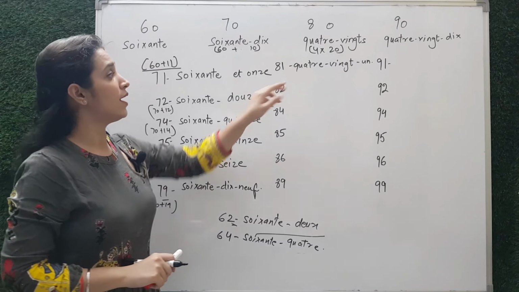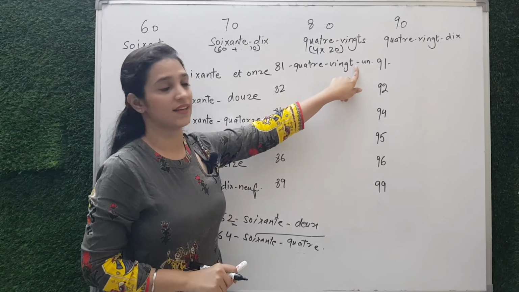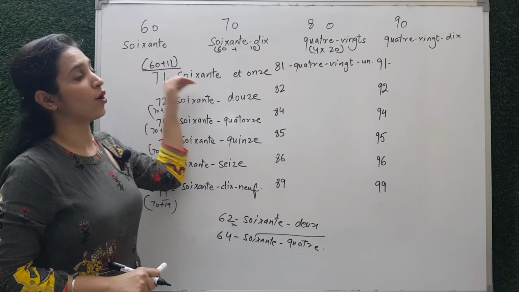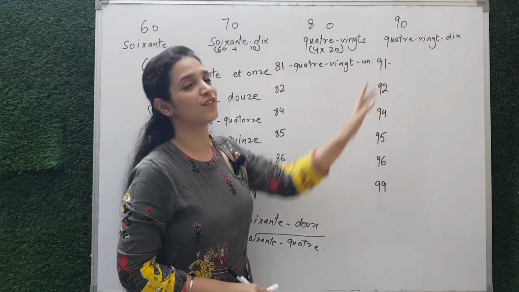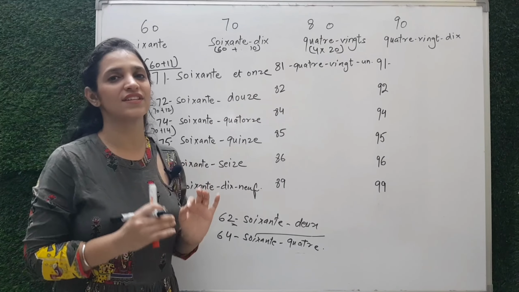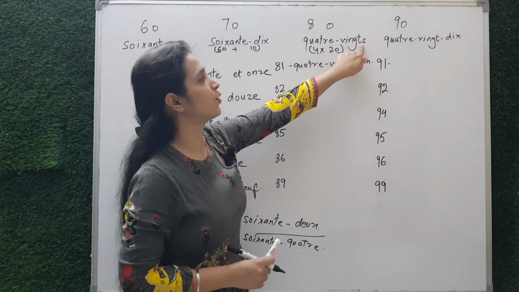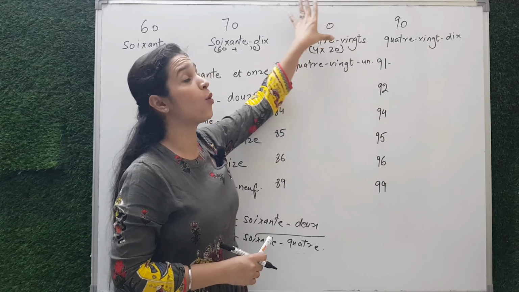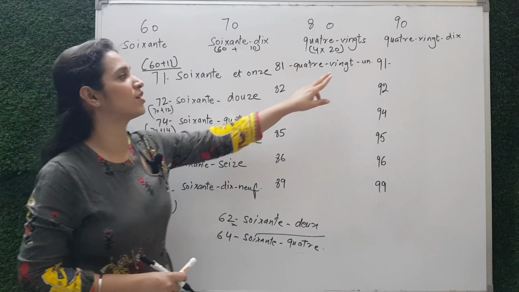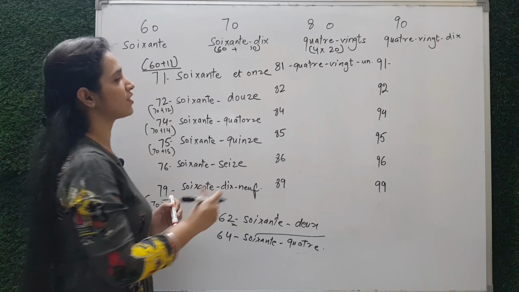Point number 2. Over here, if you see, I have not put ET. Why? From 71 onwards, in 81 and 91, we don't put ET. ET comes only till number 71. So, remember the 2 points. First, you have to put one S over here and only in number 80. Point number 2, after 71, we do not put ET in 81 and 91. Right? Now, we'll proceed to the next one.